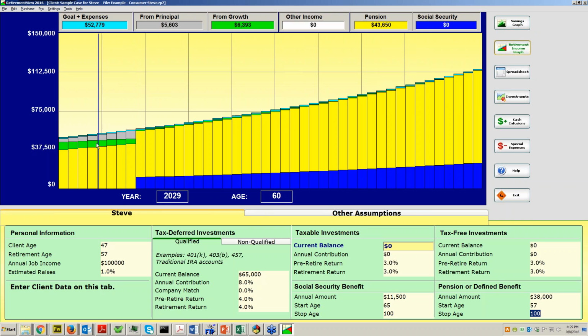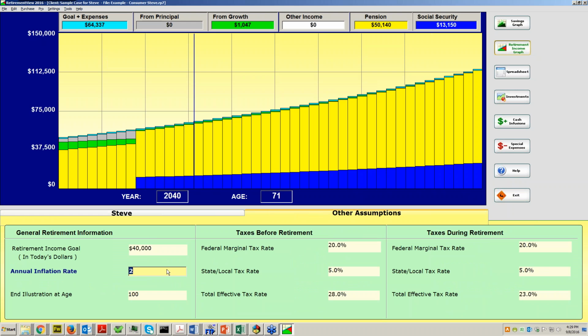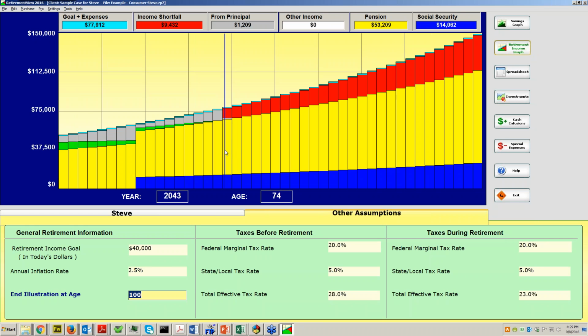Yeah, your pension and Social Security is very close to your income need. Inflation is going to be the big deciding factor. If you average 2.5% inflation, you're going to not quite meet your target. You're going to have some red.